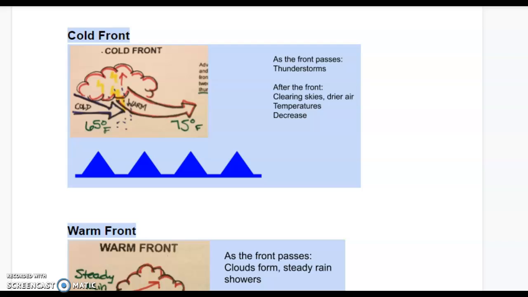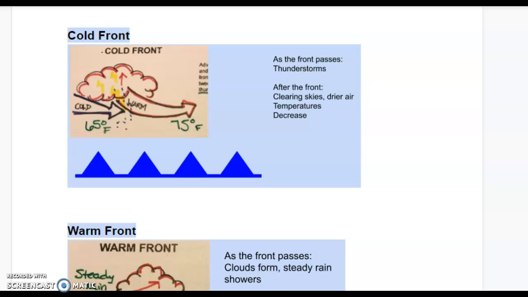So a cold front is generally when you have a cold air mass trying to take over or push out a warm air mass. When the front is first passing through, you're generally going to get some thunderstorms or some sort of rain. This might be a more violent storm than just a gentle rain. After the front goes through, the rain goes away, the clouds clear up, becomes a very clear sky, the air becomes drier, less humid, and your temperatures decrease.